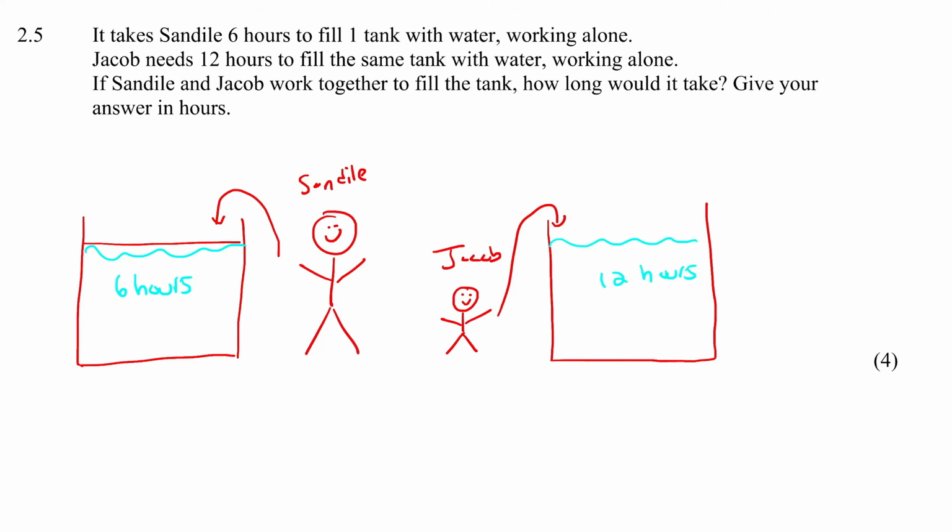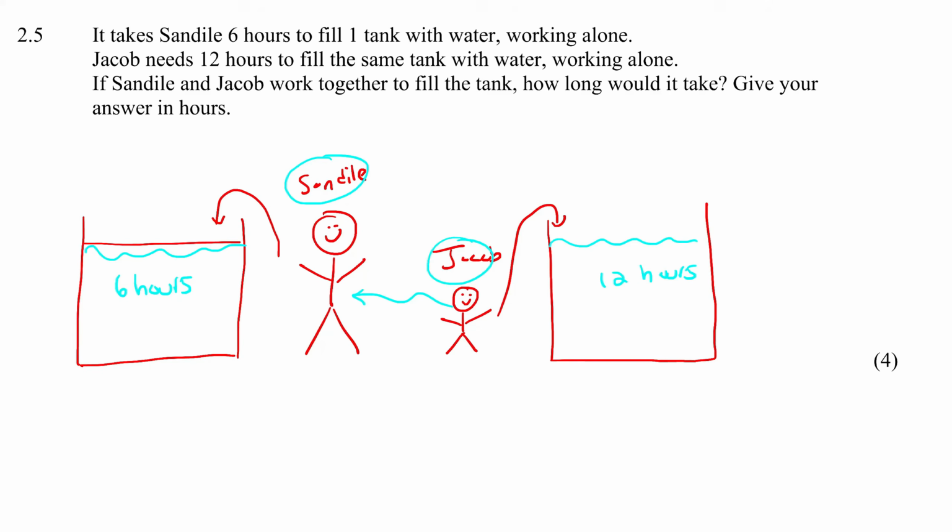If they work together, how long will it take? Now, think about that carefully. The answer is not going to be 6 plus 12. That makes absolutely no sense, but I know a lot of learners say that without thinking about it. Sandile, when he works by himself, takes 6 hours. Now, if little Jacob comes along and says, hey, can I help you? Don't you think the 6 hours will become even less? Because even though Jacob is a little bit slower, he's still going to be throwing some water in.